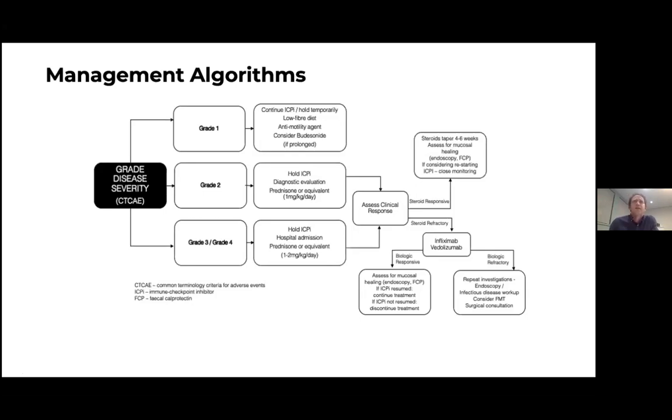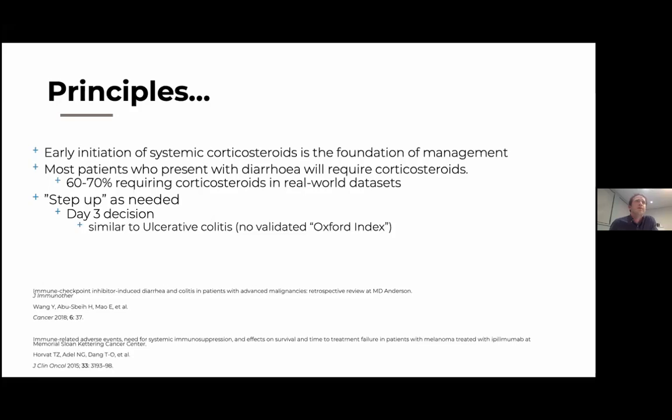There was a discussion again in the literature about trialing budesonide in patients who are high risk, especially with the anti-CTLA-4s, which have a higher rate of bowel inflammation. But there was no clear clinical benefit to that in those patients. So just to reaffirm, the early initiation of systemic corticosteroids is the foundation of management in these patients. And most patients who present with diarrhea will need corticosteroid treatment. In two large cohort studies, one with 117 patients, the other with 87, it was 68% and 60% of patients who required corticosteroids.